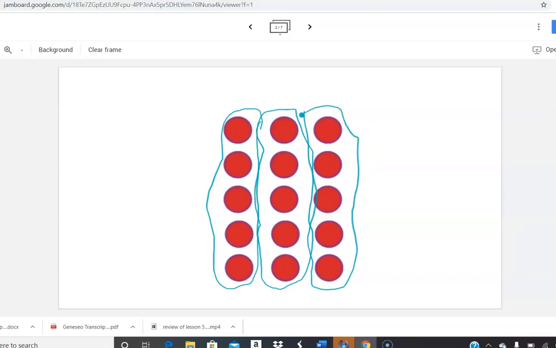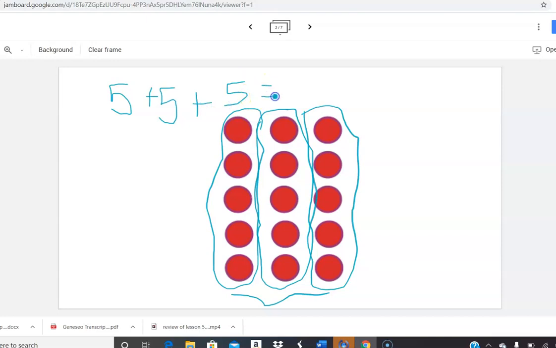Now these columns are really like a group, right? They're equal groups. There's the same number in each column or in each group. So we have 1, 2, 3, 4, 5. So we could say 5 plus another group of 5, 5 plus one more group of 5.